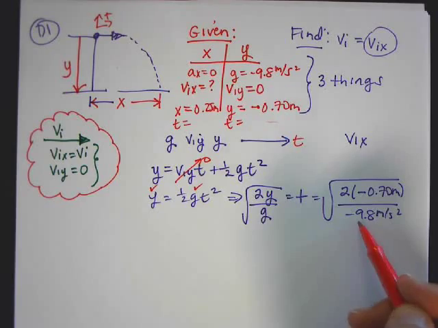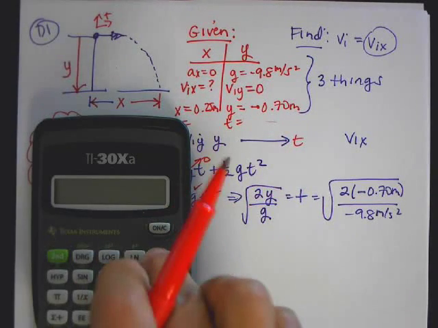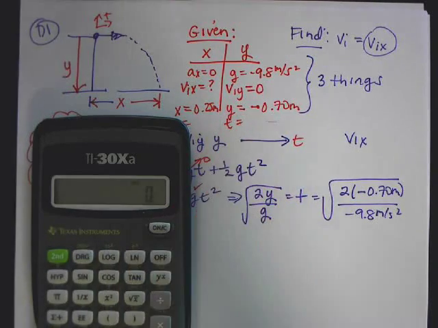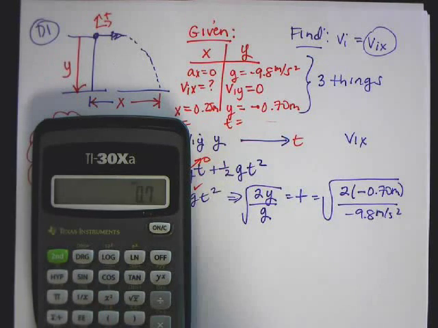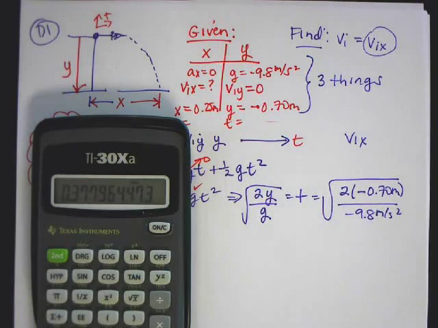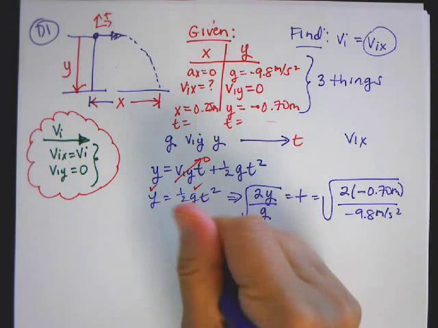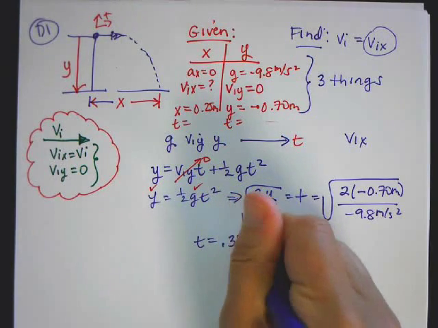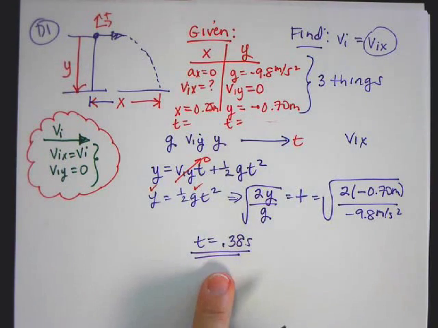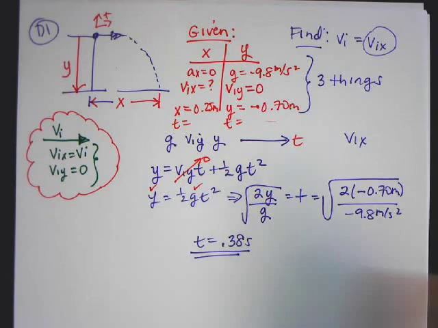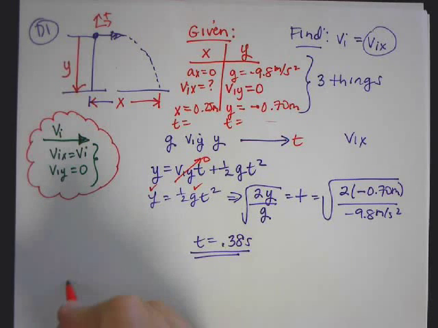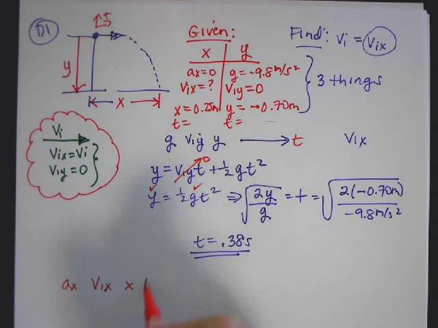So now on my calculator, I'm going to press 0.7 times 2 divided by the 9.8, and then I'm going to take the square root, and it comes out to be 0.377. So I'm going to write down that t is equal to 0.38 seconds. Now, once I have this t, what do I have? I have ax. I want to find VIX. I have x, and now I have t, so I have 4 things.